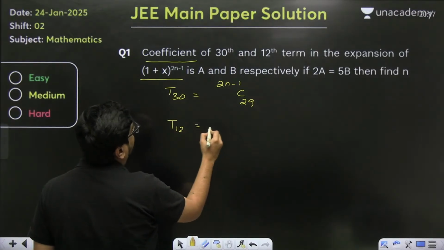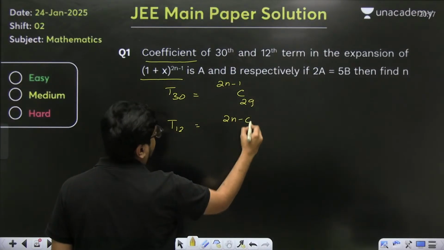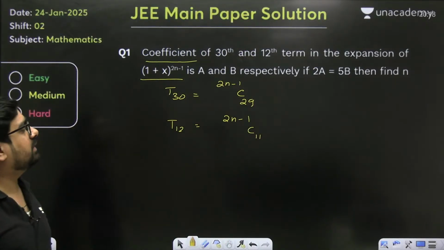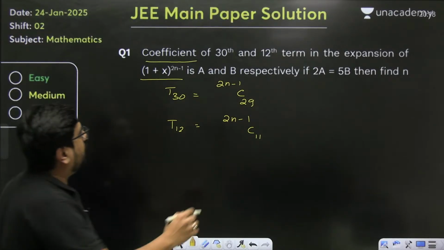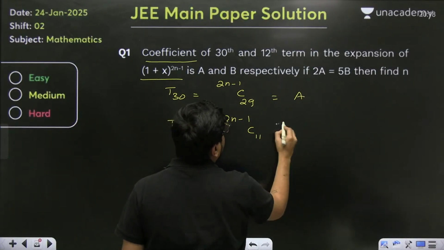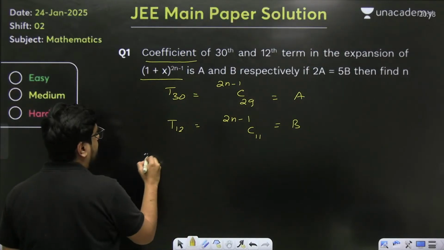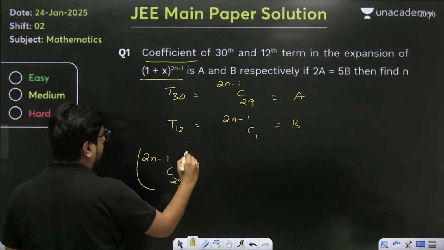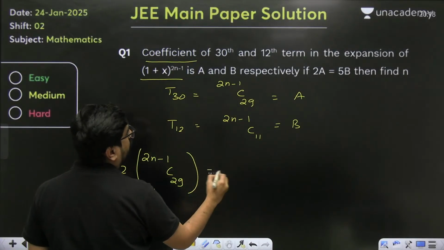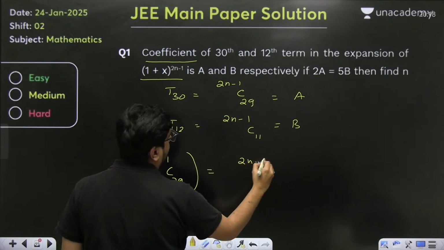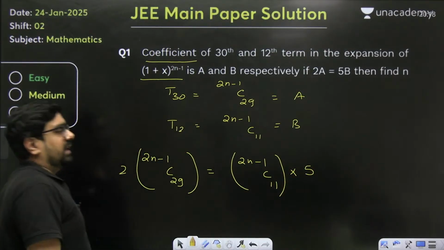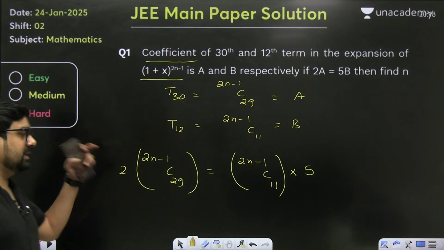12th term coefficient is what? 2n minus 1 C 11 will be the coefficient of our 12th term. Correct? These will be the coefficients, and this is given to be your A, this is given to be your B. Now just have to relate 2n minus 1 C 29 times 2 is equal to 2n minus 1 C 11 times 5. So this is something which you are supposed to solve, and it is easily solvable also.